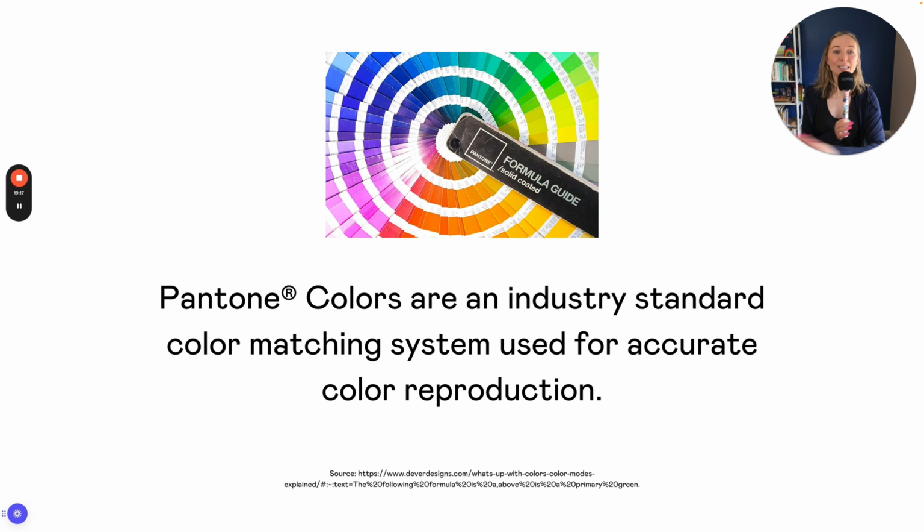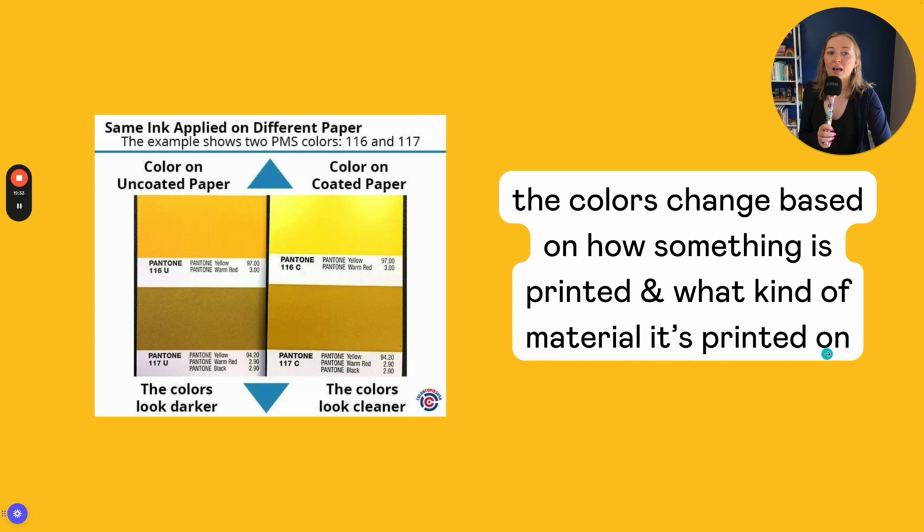Pantone colors are an industry standard color matching system, used for accurate color reproduction. Pantone was really smart, and they saw a massive need in the market for a universal color matching system. The colors for Pantone change based on how something is printed and what kind of material it's printed on. They could take the exact same ink and put it on uncoated paper or coated paper, and it's going to change how it looks. So Pantone says, these are the types of paper, these are the types of materials, here's how something is printed, here's the color we're talking about.